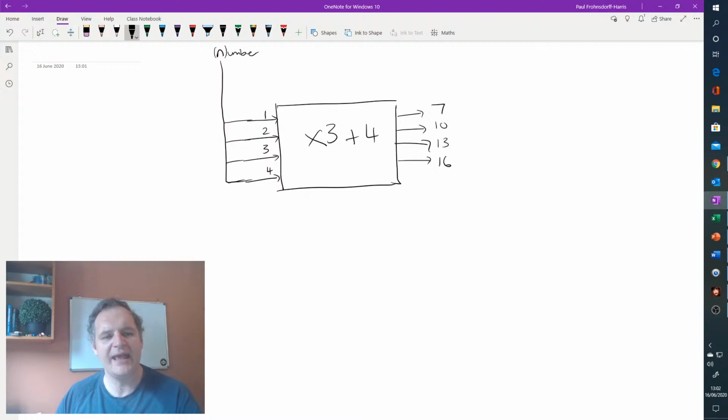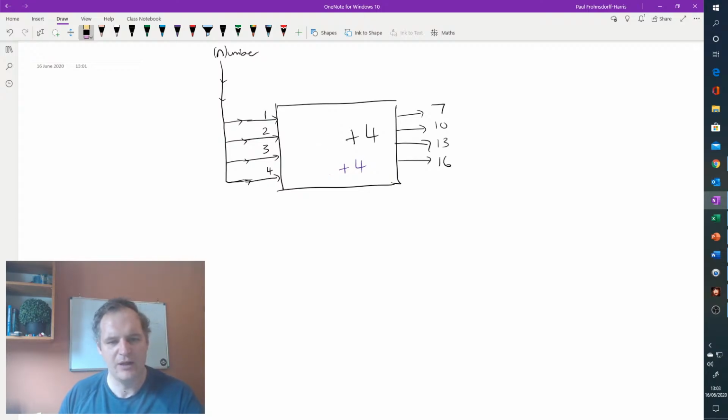However, in algebra, because the number that's flowing in is the n, and we think about this n flowing in each time, by using n, we can say, well, what would the formula be for any number? And it would be 3n plus 4. Whatever number comes in, we times it by 3 and add 4. We can use this to generate any sequence we want.